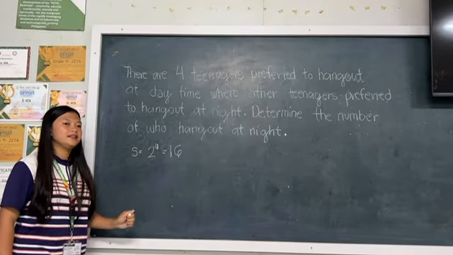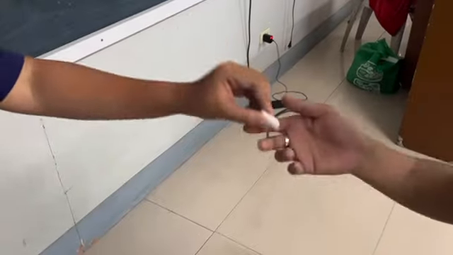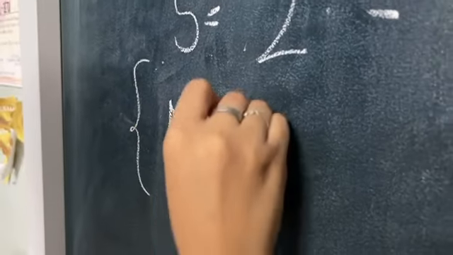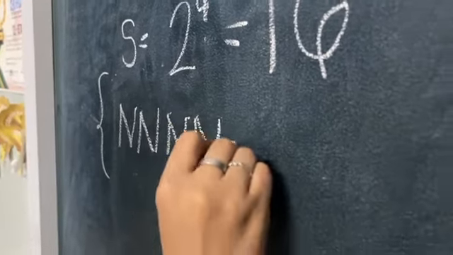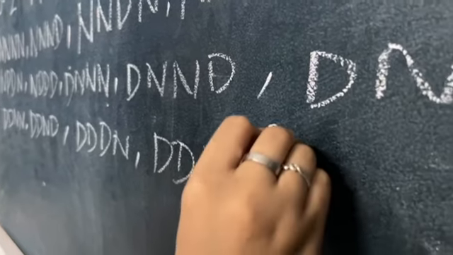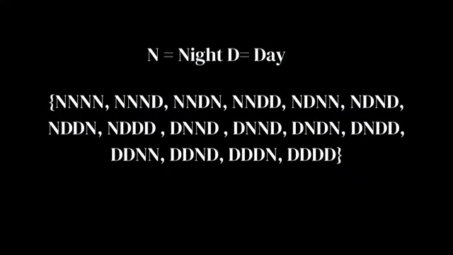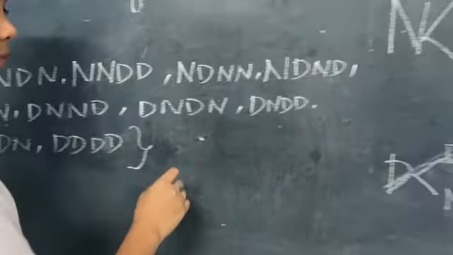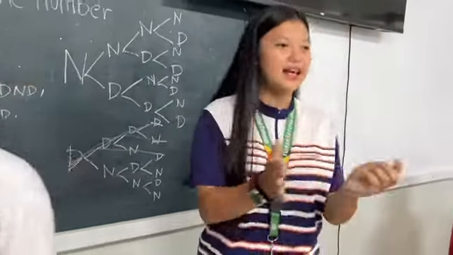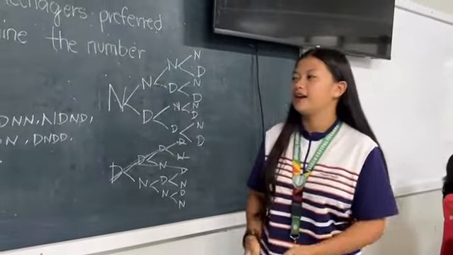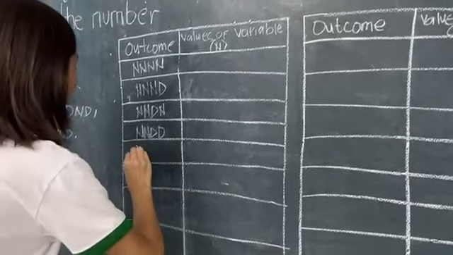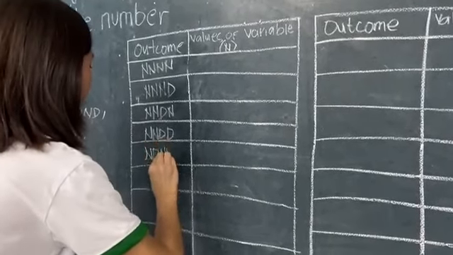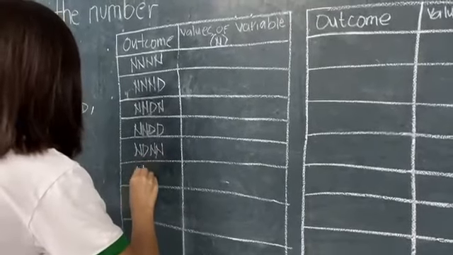After the teacher found this sample space and experiment, she then asked one of her students to write down or list all the possible outcomes, where N represents nighttime and D represents daytime. Here is the list of all the possible outcomes, and it is equal to 16. The teacher was so proud of her student. She gave her a round of applause. She then called another student to list the outcomes and try to look for the values of the variable N.